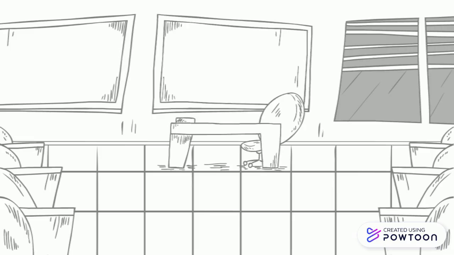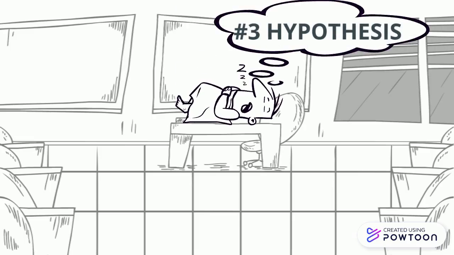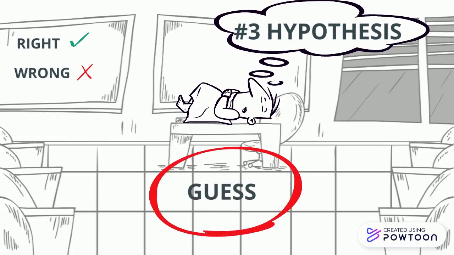After you look for answers, you can now formulate what we call a hypothesis, the third step of the scientific method. Hypotheses are statements or theories to see if your prediction is right or wrong. Usually it will come up as a guess, and your guess may be tested by other people.